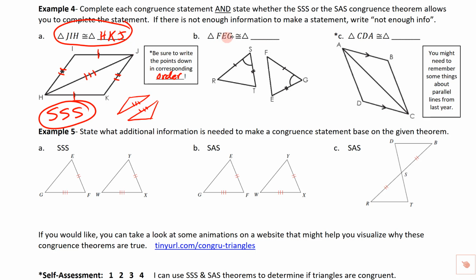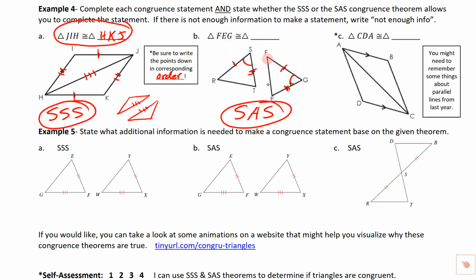We've got triangle FEG, so pay attention to the order, FEG. And then over here we've got, let's see what we're matching up here. There's a side that's congruent to that side, there's an angle that's congruent to that angle, and there's a side that's congruent to that side. So this is definitely going to be side, angle, side. That's what's going to tell us that we can make those the same. And again, the order here is FEG.